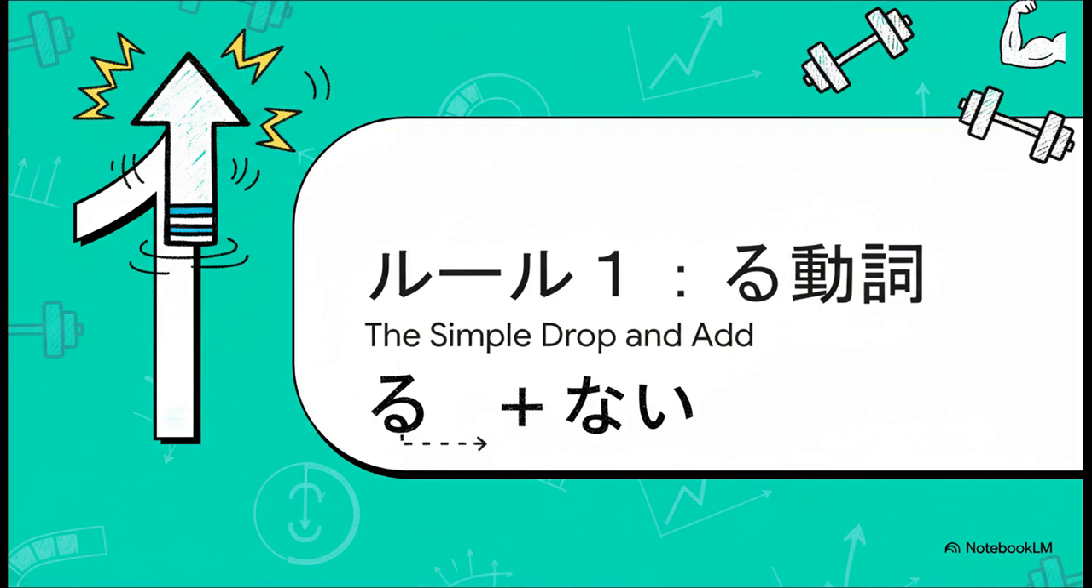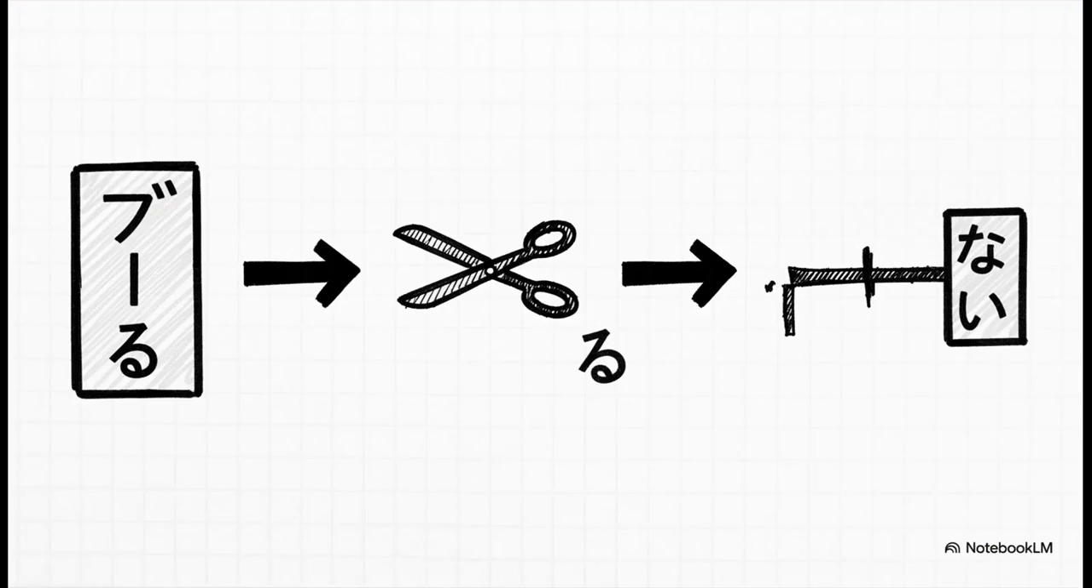We're going to break this into 3 super simple rules. First up, we've got the easiest group, the Ru-verbs. Think of these as a nice, easy warm-up. They're going to build your confidence right away. Okay, the rule for Ru-verbs? It could not be easier. Seriously, you just find the ru at the end of the verb, chop it off, and then you stick nai right where it was. That is the whole trick.